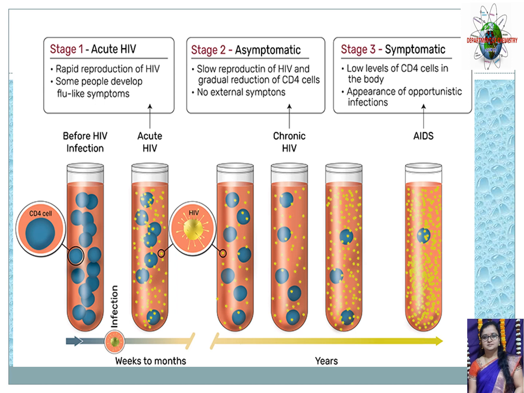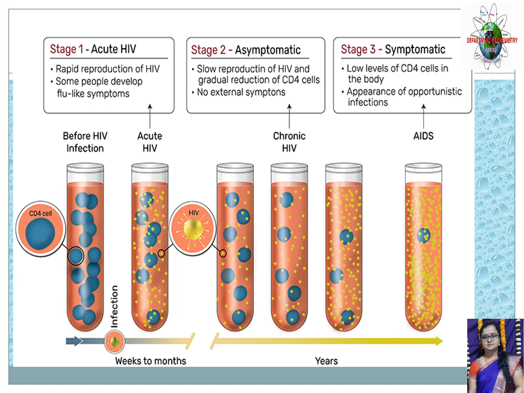And next, stage 2, which is also asymptomatic, slow reproduction of HIV and gradual reduction of CD4 cells. And in this chronic phase also, no external symptoms can be seen. So the same thing, here HIV is replicating inside the body.